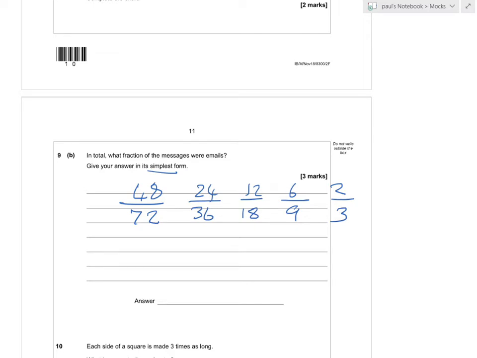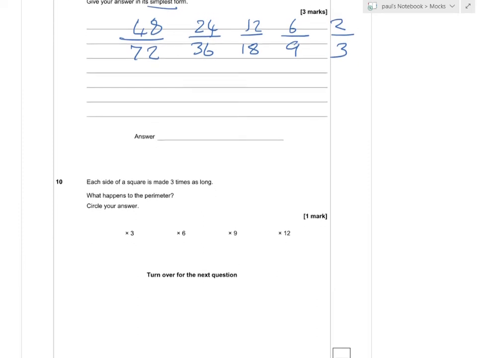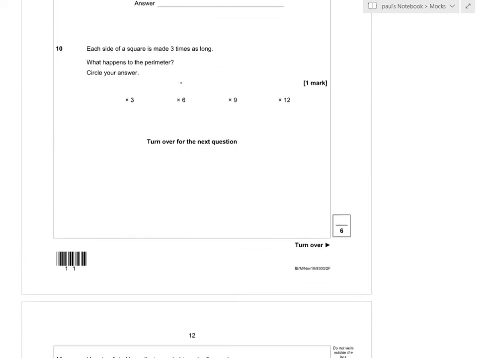Okay, right. Here we go. Each side of a square is made 3 times as long. What happens to the perimeter? Right, so here's a square. If it's 1, yeah, the perimeter is equal to 4.